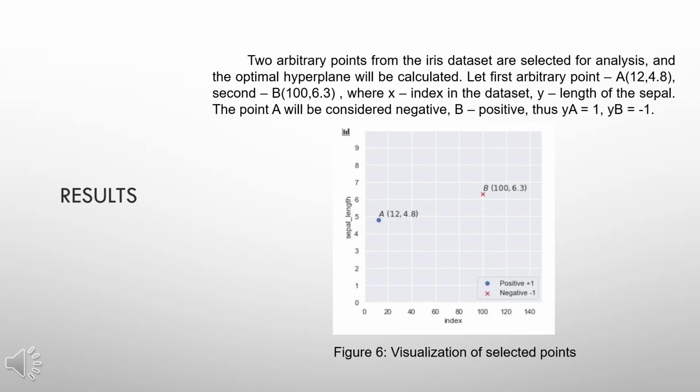Results. Two arbitrary points from the iris dataset are selected for analysis, and the optimal hyperplane will be calculated. Let the first arbitrary point be A and the second B, where X is the index in the dataset, Y the length of the sepal. The point A will be considered negative, B positive. Thus, Y for A equals 1 and Y for B equals -1. Figure 6, visualization of the selected points.